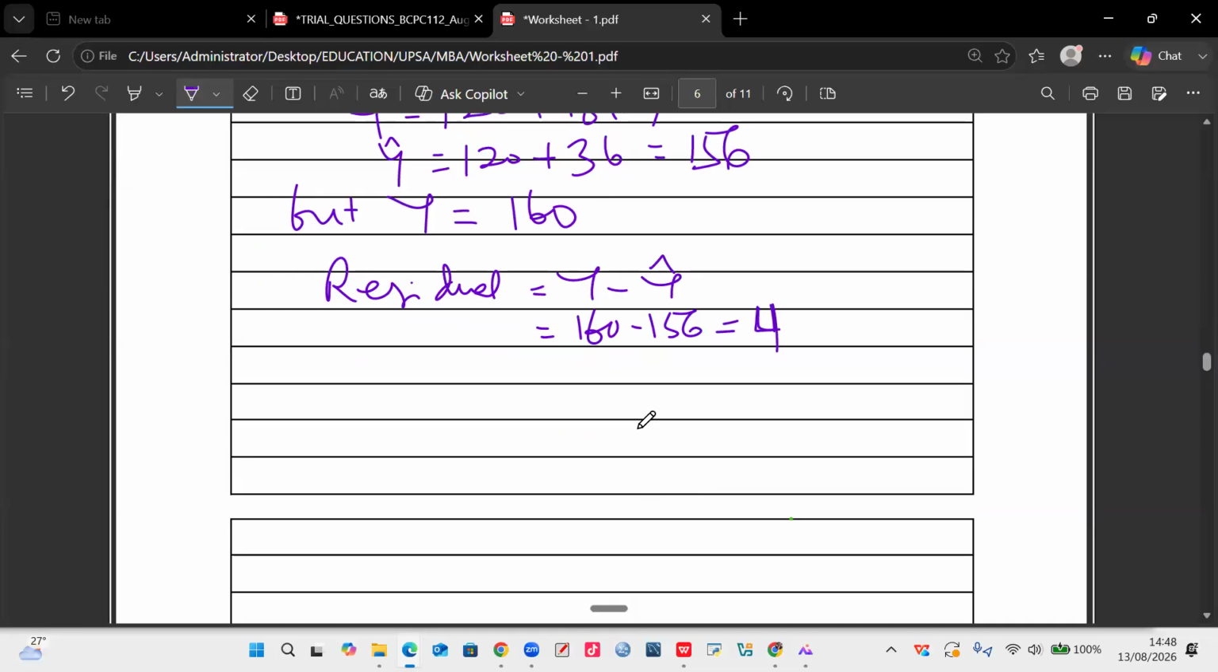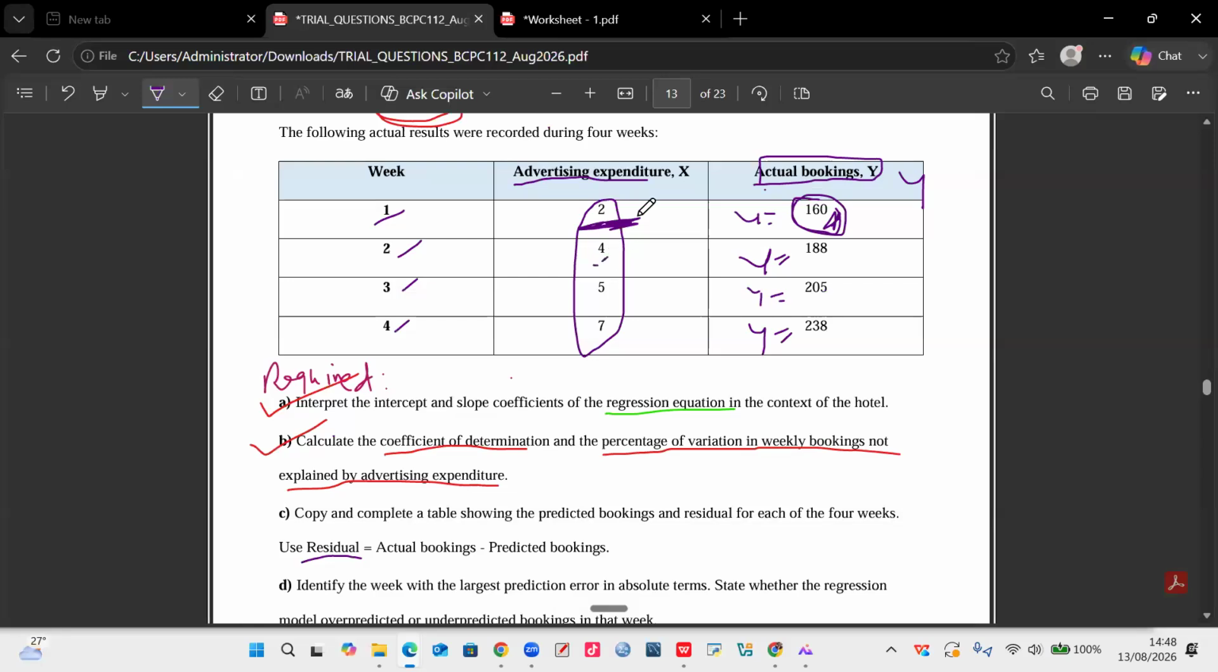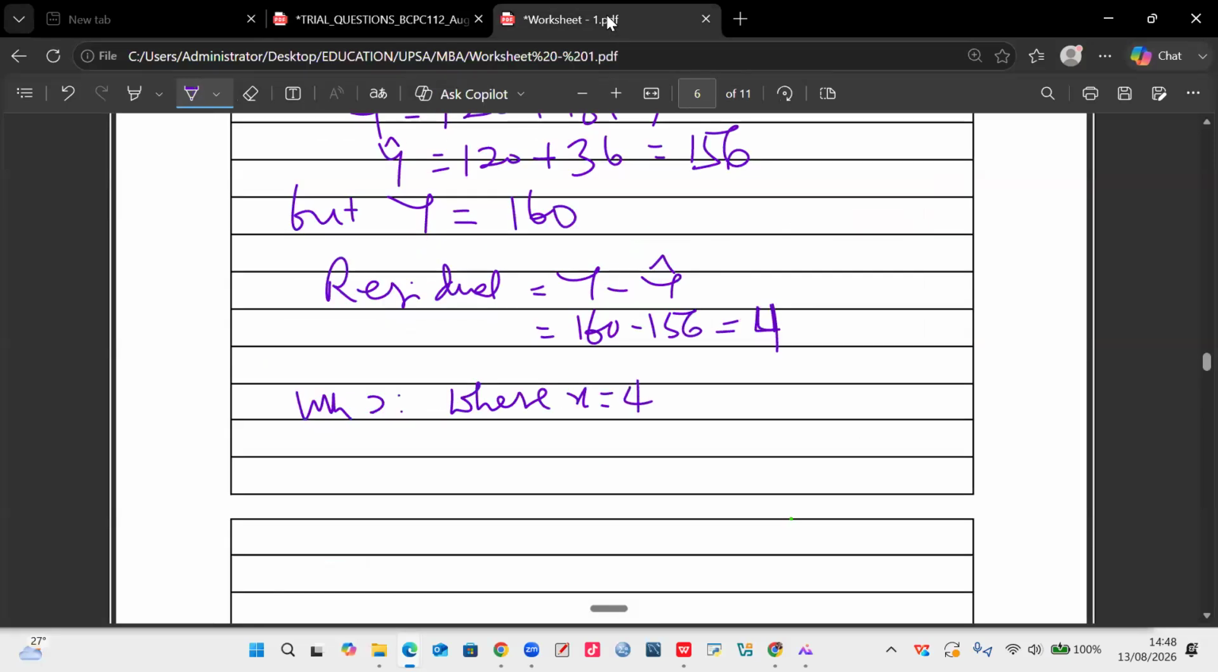Let's do week 2, where x is 4. So y hat equals 120 plus 18 times 4. 18 times 4 is 72, plus 120 gives us 192.